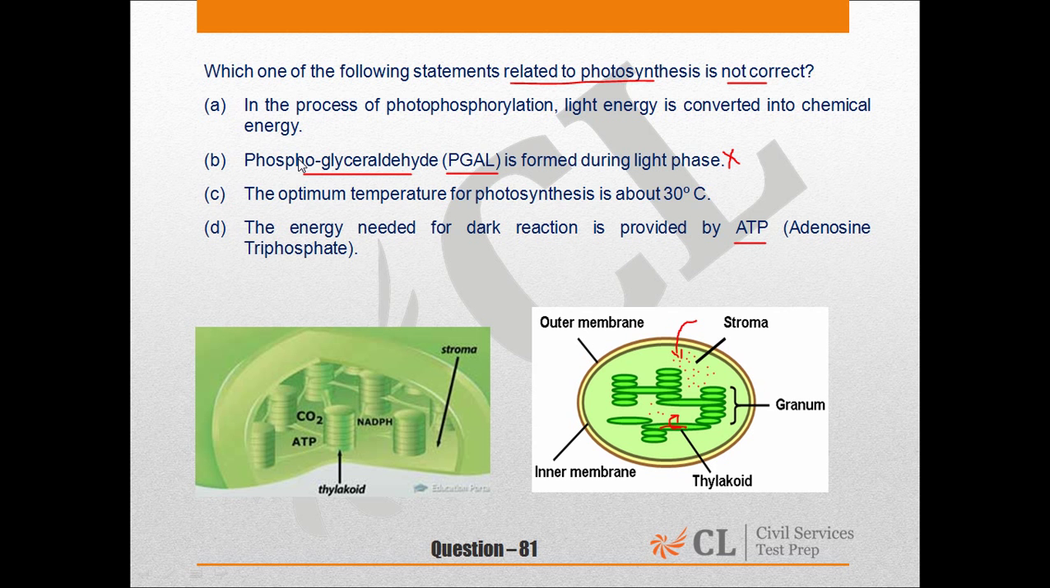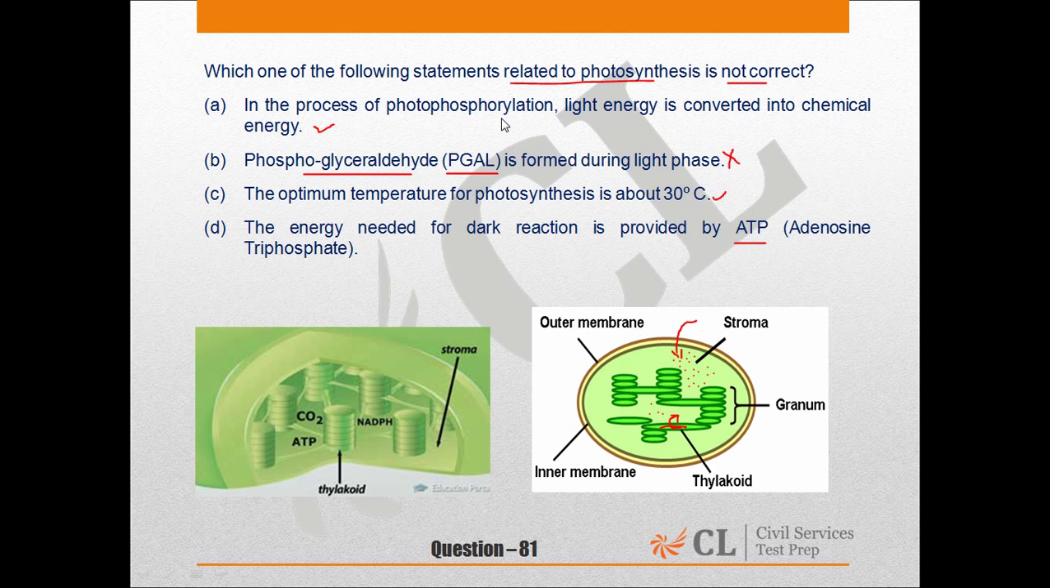Alright, and now let's read one by one all the statements. A. In the process of photophosphorylation, light energy is converted into chemical energy. That's absolutely right. Sunlight is trapped, and then that is converted into chemical energy in the form of glucose, right? Then C. The optimum temperature for photosynthesis is about 30 degrees Celsius. This is also correct. And the energy needed for the dark reaction, especially in this stroma, is provided by what? This ATP, which is nothing but adenosine triphosphate.